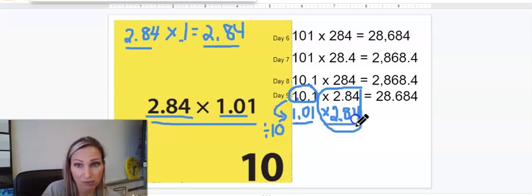Not changing this number, it's staying the same. I'm dividing by 10 here, so what do we have to do to the answer? Well, I need to divide this number by 10. So let's go ahead and do that. I'm going to rewrite the digits.